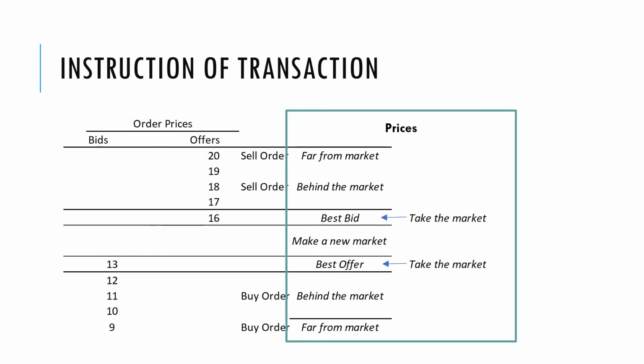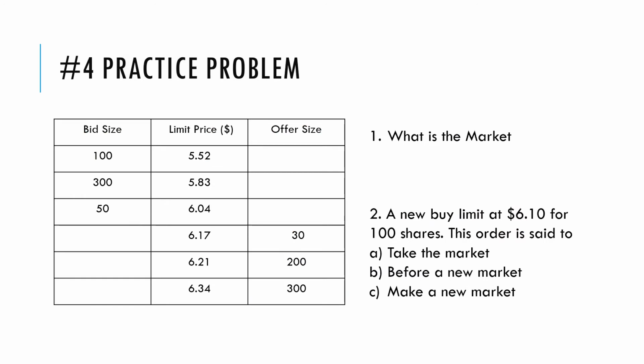We have different definitions of prices, gathered from buyers and sellers. To take the market, one needs to take the best bid or best offer available. Make a new market is to create the best available price. In this practice problem, it is intended to check your understanding of price and trade instruction.